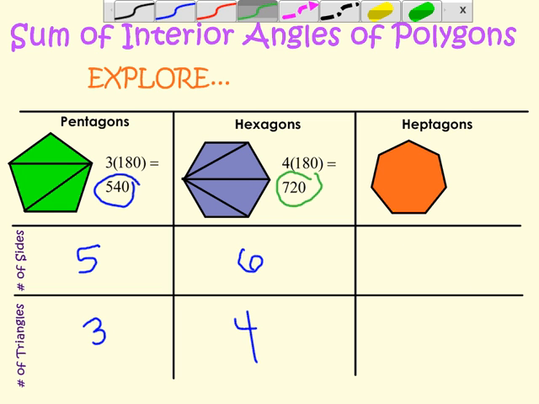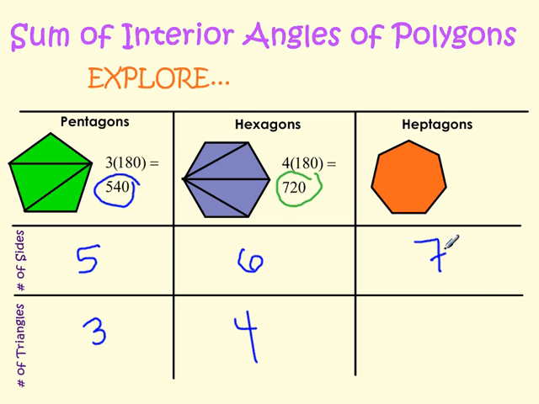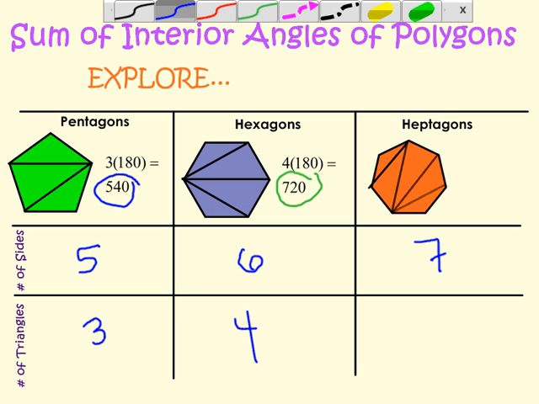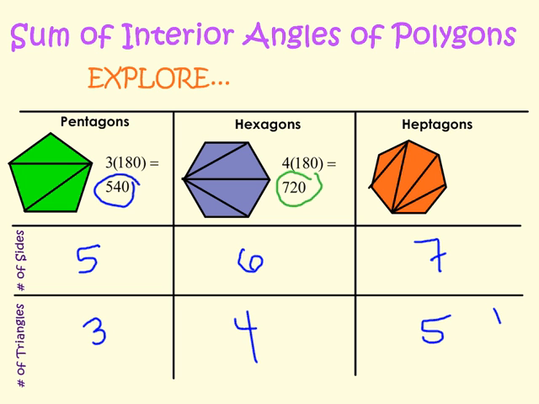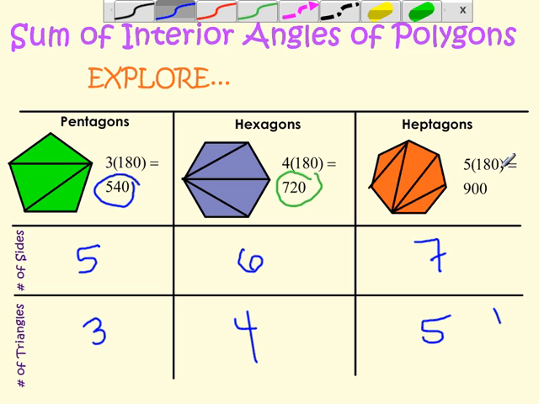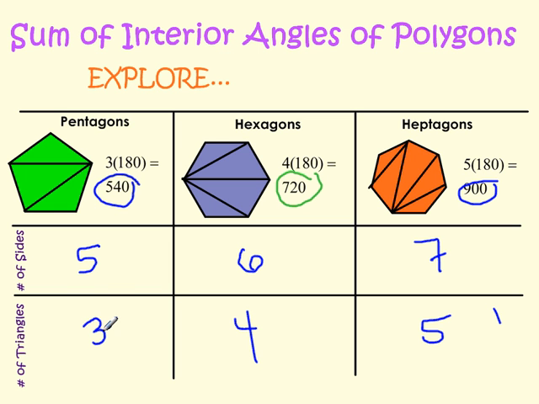Heptagons have 7 sides. And if we draw on the diagonals in order to make triangles, we'll find that we're able to make 5 different triangles. Which means we can say that 5 times 180 degrees would give us the total sum of the interior angles of a heptagon. So looking at this, we can tell that if we had 5 sides, you're able to come up with 3 triangles. 6 sides, you're able to come up with 4 triangles. 7 sides, you have 5 triangles.